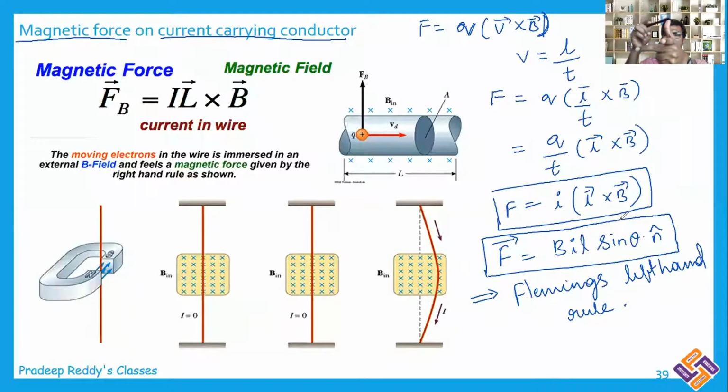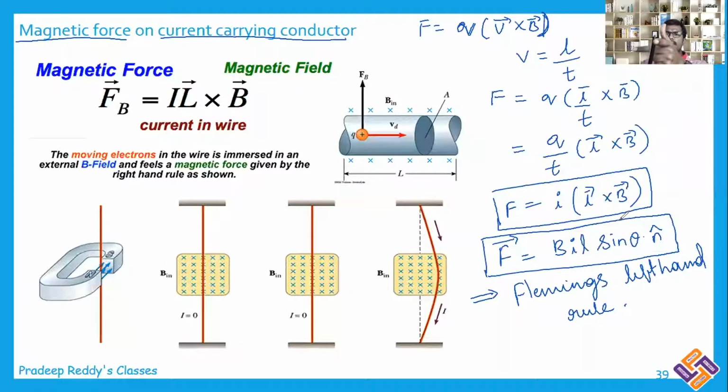Thumb finger always represents force. Index finger always represents magnetic field. That is fixed. And the middle finger, if it is force on a current carrying conductor, represents current, whereas if it is force on a charged particle, the middle finger represents velocity. According to the equation, you need to decide whether it is I or V.